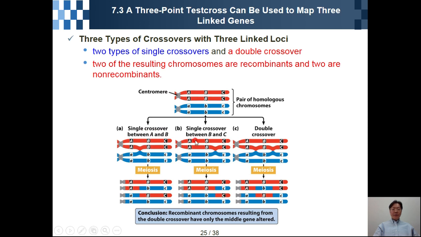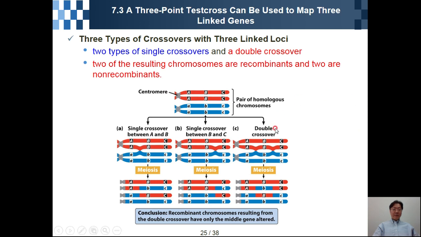How about when the single crossover happens between B and C? Two gametes will show the non-recombinant: large A, large B, large C, and small a, small b, small c. But the other two gametes have the recombinant: large A, large B, small c, and small a, small b, large c.